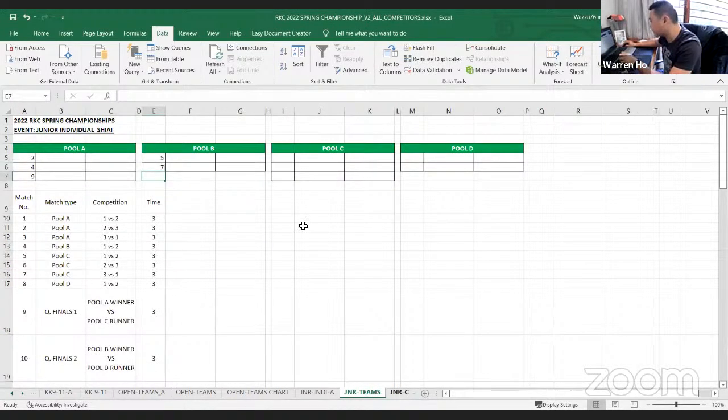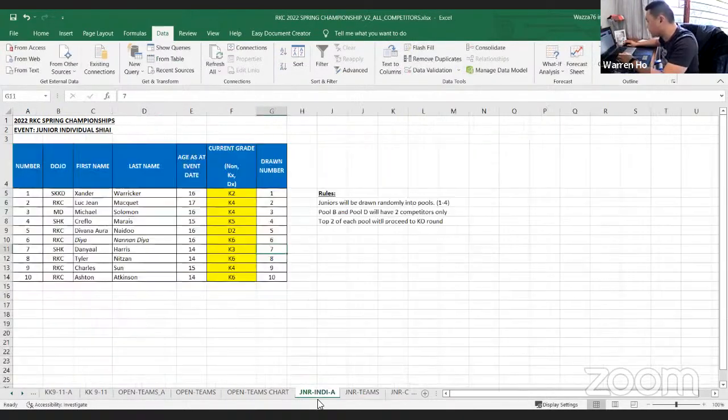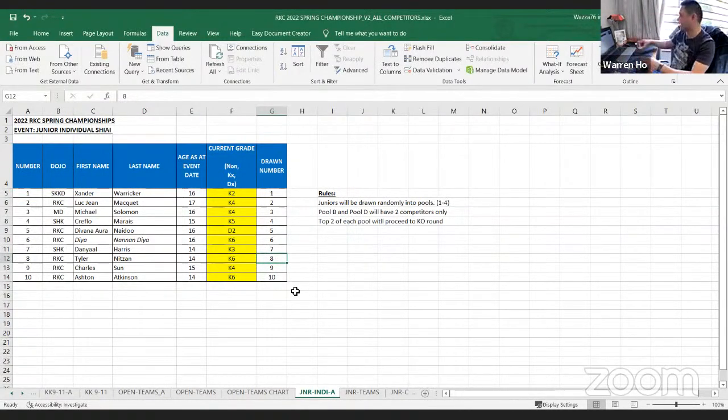All right. Pool C, 3 numbers or 3 tiles. That is number 10, number 3, and number 8. So 3, 8, and 10 belongs to Pool C. And that is Michael Solomon, Tyler Nitzan, and Ashton. Ooh, okay, best friends are going to be fighting there.